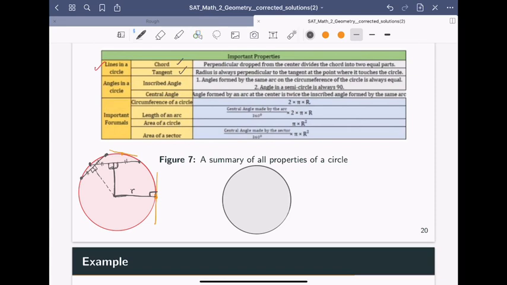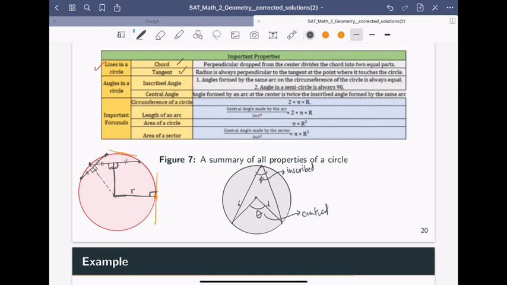The central angle is just, if I have the center over here and I make a sector with the radii, the angle formed at the center is called the central angle. And if I take these two points here and connect them to the circumference over there, this is an angle formed on the circumference. So this is called the inscribed angle. I'll label these here: inscribed angle, and this is the central angle.